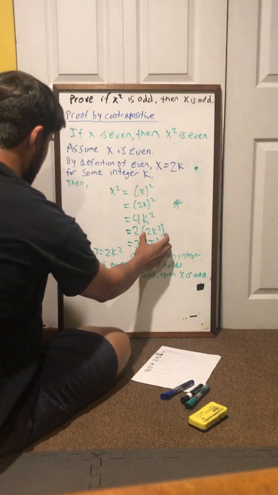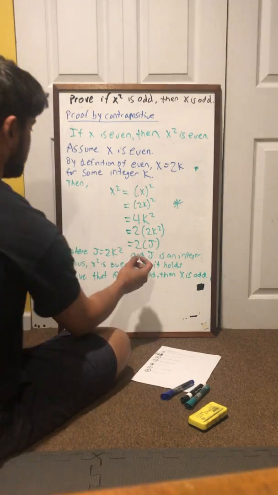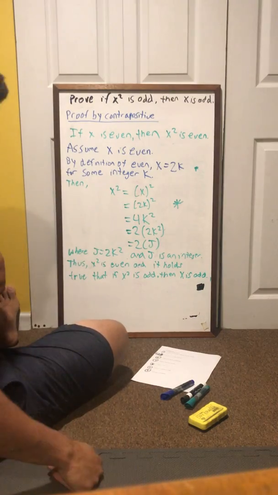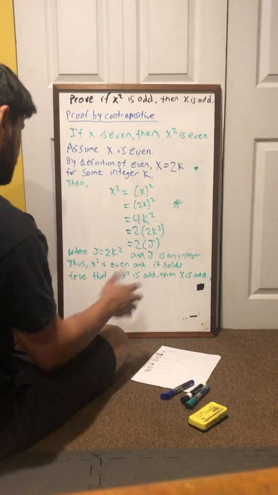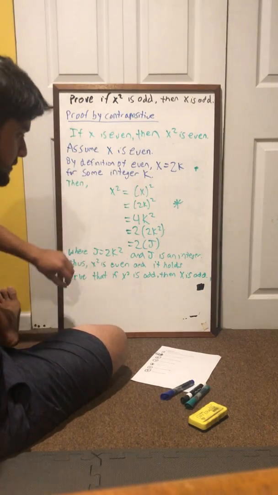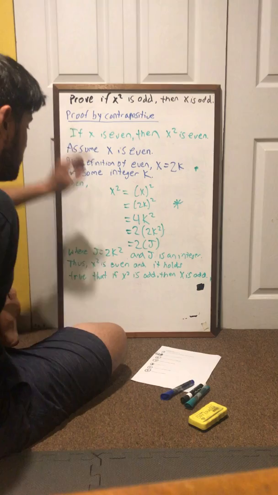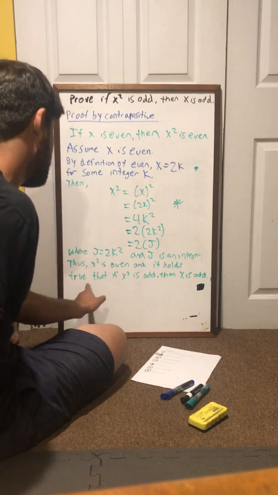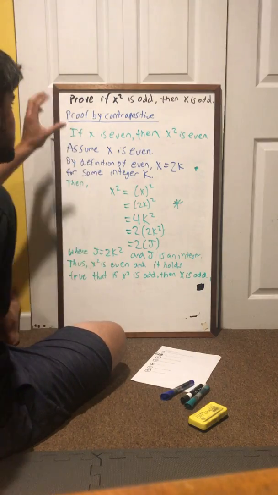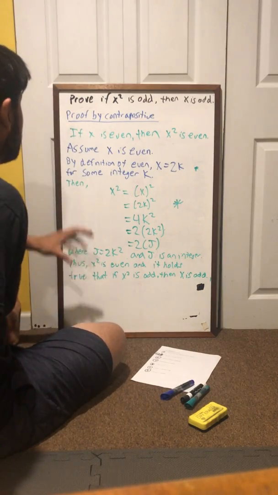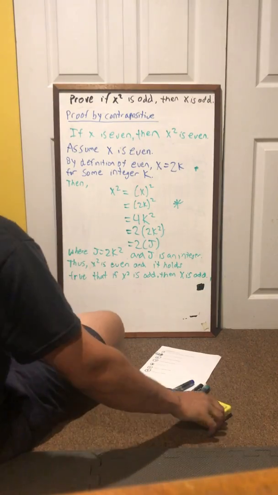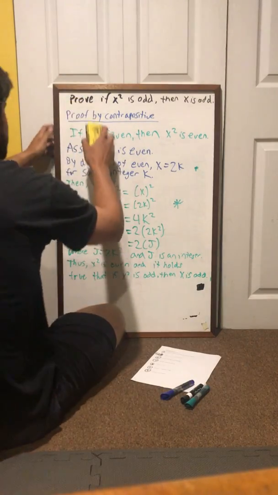And since all the values in here are integers, we could say that equals 2j, where j equals 2k squared, and j is an integer. Thus, x squared is even, right? So this contrapositive statement is true. Then we could say it holds true that if x squared is odd, then x is odd. All right, back to that original conditional statement and that original proof that we wanted to prove for this problem. Okay? So we'll move on to the next one here.